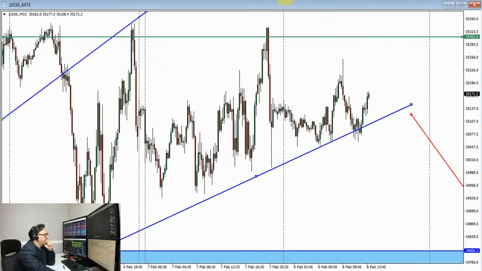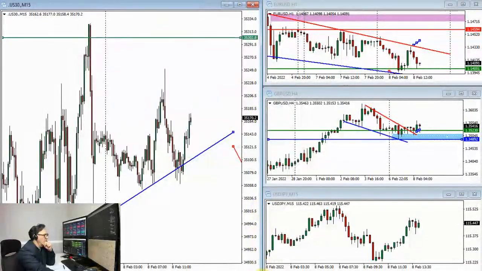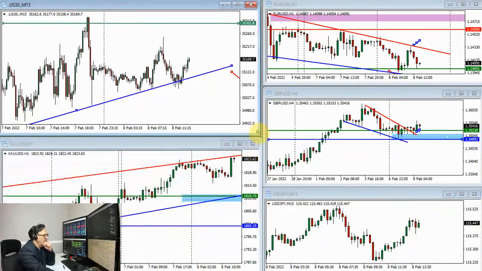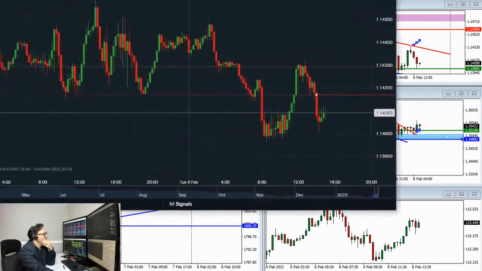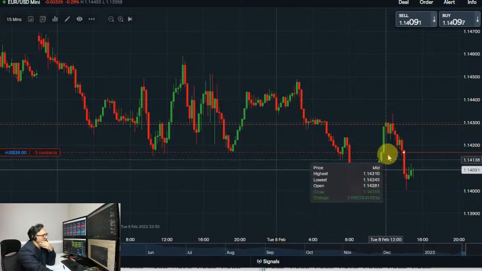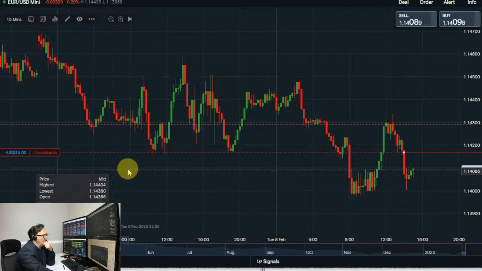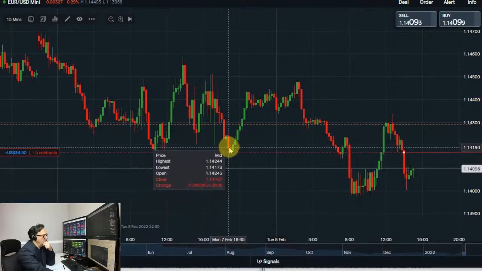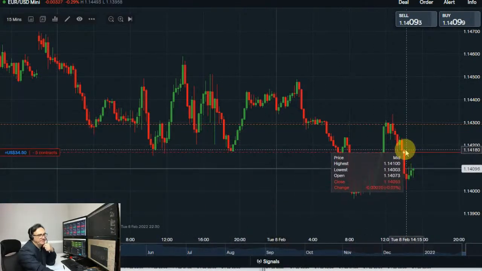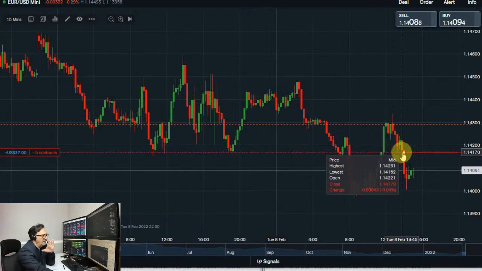There we go. Looking to see what might happen here. Yet again, for those of you who came in a little bit later, my current open position is short euro dollar. I've decided to get in here at 1.1417. Previous low, previous low, previous low. Challenge broken. I got filled here. Happy with that. Really happy with that.